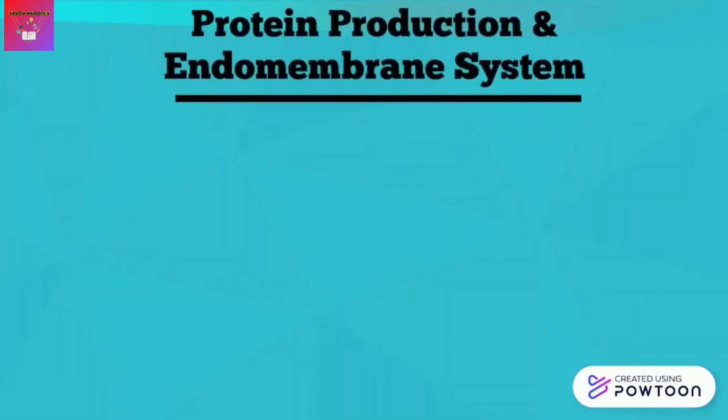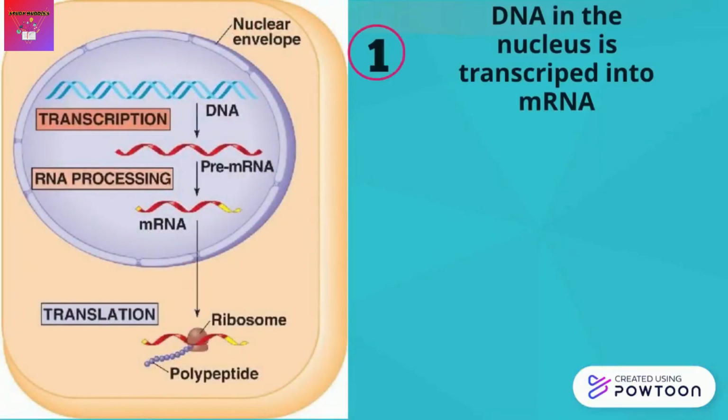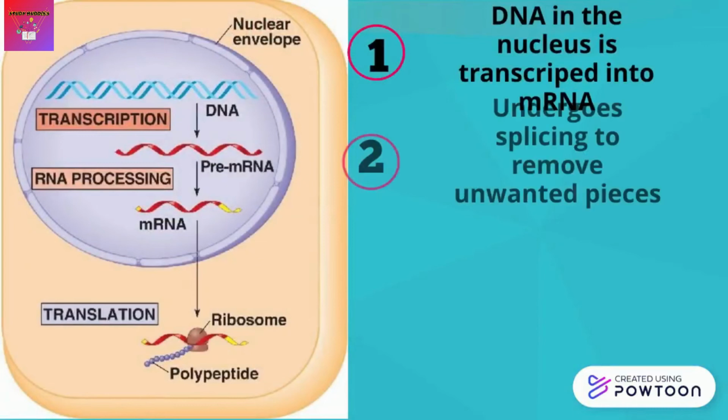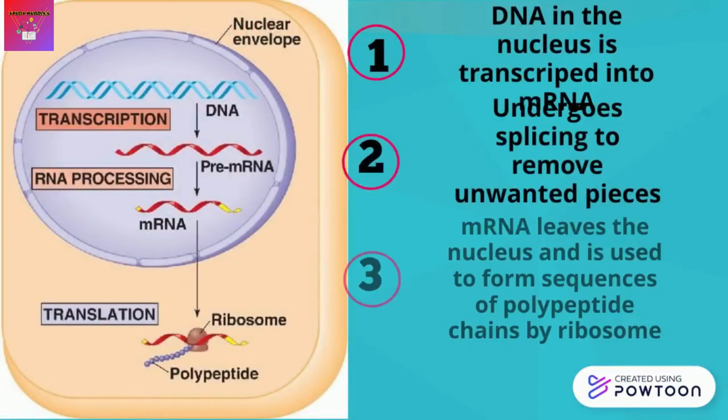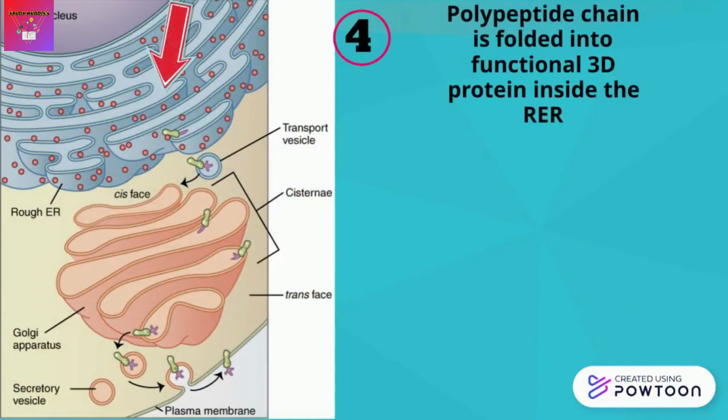Now that we know about the endomembrane system and the organelles, let's look at how protein production is linked with the endomembrane system. The story of protein production starts at the nucleus, where the information in the gene is transcribed into mRNA. The raw mRNA strand undergoes a process called splicing to remove unwanted parts of it. The mRNA leaves the nucleus via the nuclear pore and is used by the ribosome to form sequences of polypeptide chains.